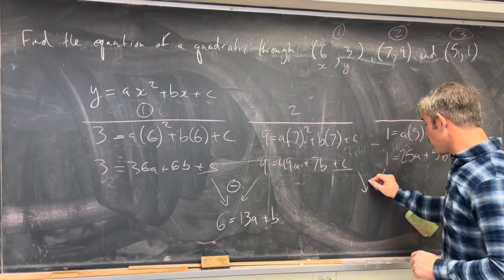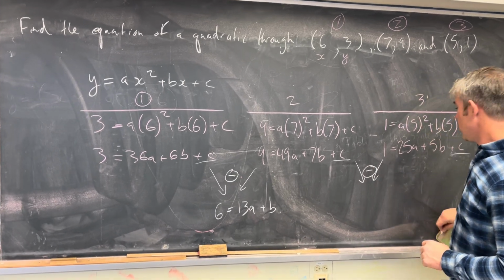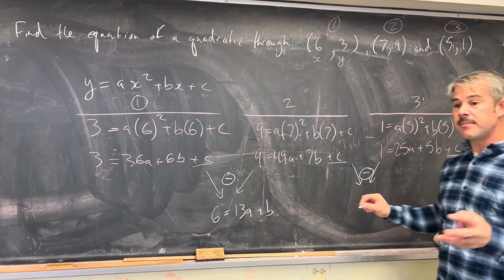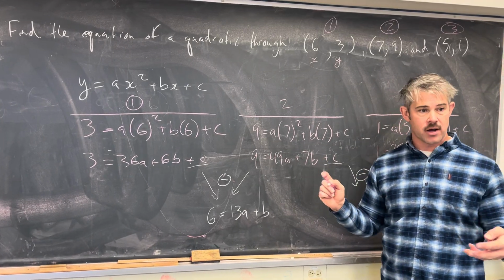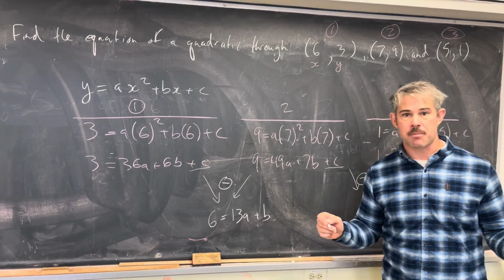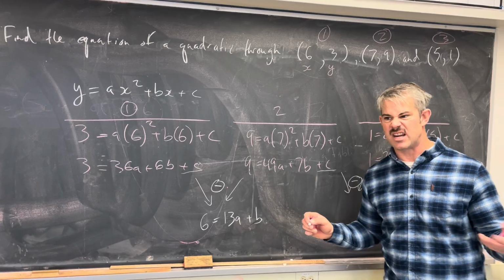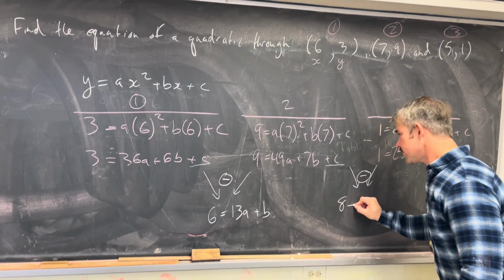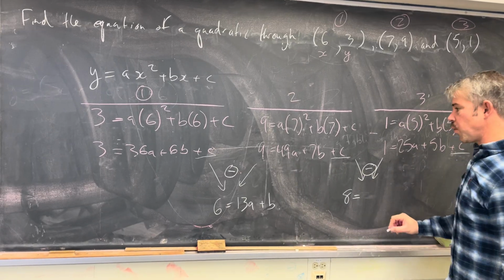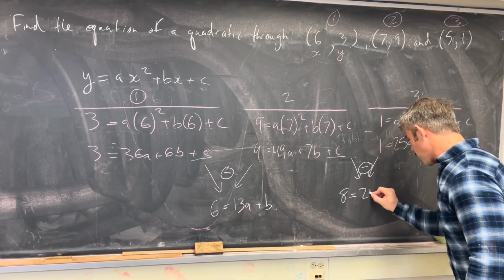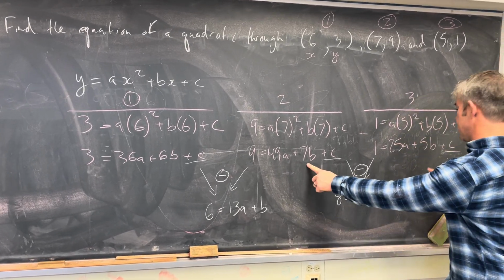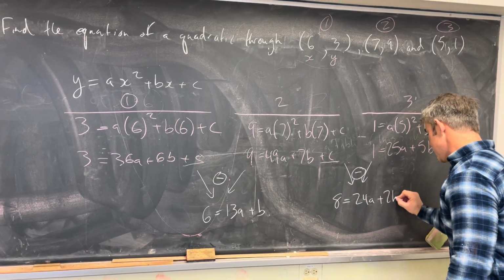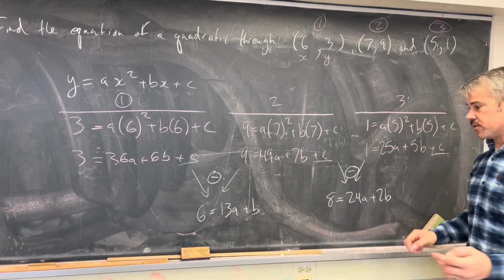I'm going to do that same thing over here. I'm going to combine these 2 equations with subtraction as well. So I'll have 9 minus 1, and I'm choosing to do this from largest to smallest so that I keep my signs positive. If I keep my signs positive, it might make my math a little bit easier. So 9 minus 1 is 8, and then 49 minus 25, I think that's 24a. And then 7 minus 5, I think that's 2b. And then c minus c, those are now gone.